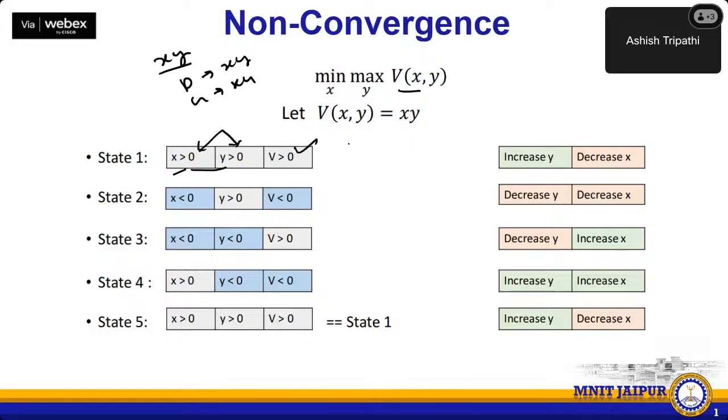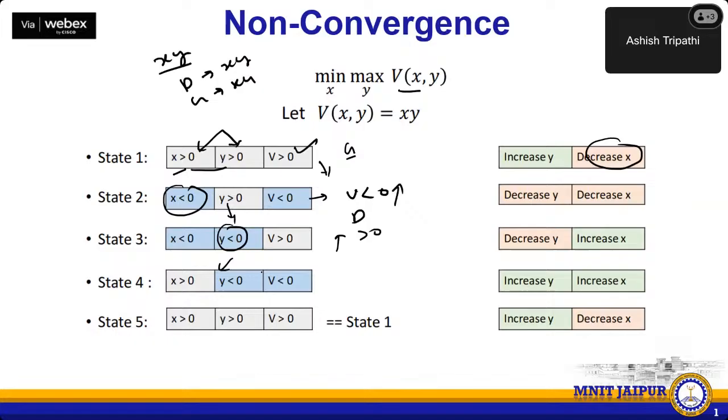So what does generator G want? Generator G wants to minimize this. In order to minimize it, what can generator G do? It may just make the value of x less than 0. When x is less than 0, V will become less than 0. Then what will the discriminator want? It will try to increase it. In order to increase it, the generator may again make y go from greater than 0 to less than 0. So again it will become greater than 0.